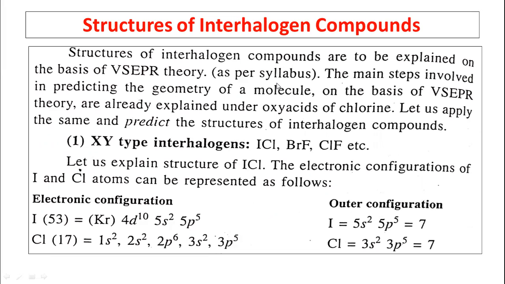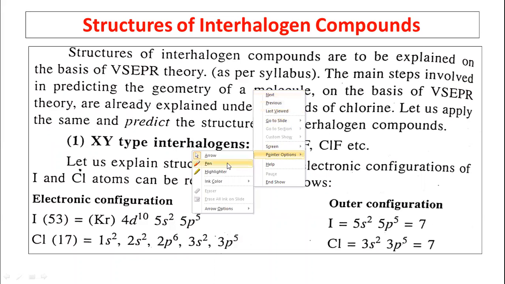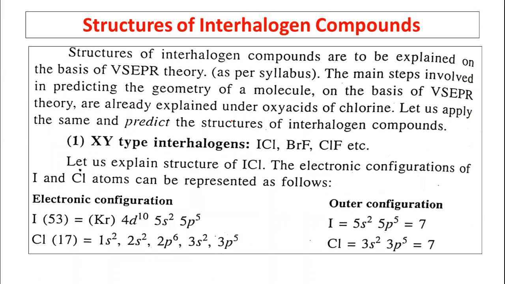The first type of interhalogen compound is the XY type. Examples of XY type interhalogen compounds are ICl, BrF, and ClF. In XY type interhalogen compounds, Y is the more electronegative halogen and X is the less electronegative halogen. So let us explain the structure of ICl, iodine monochloride.